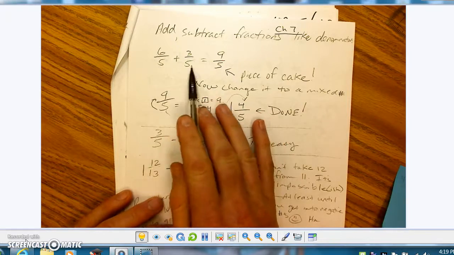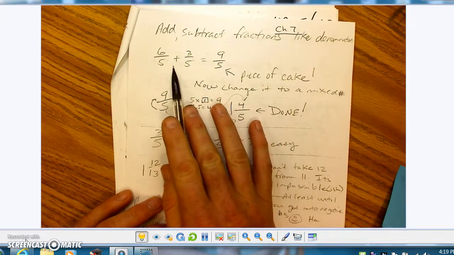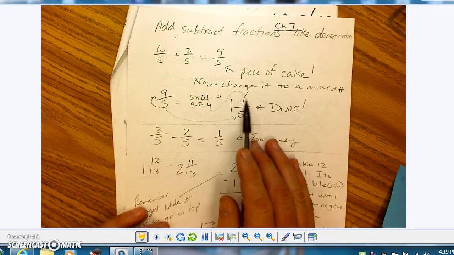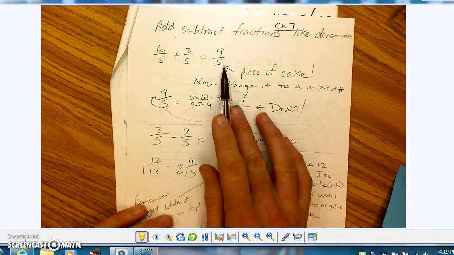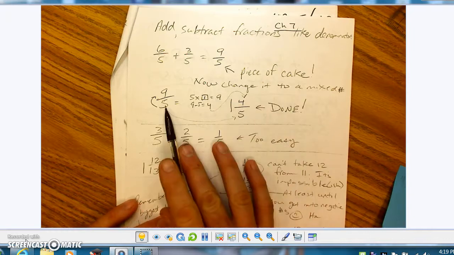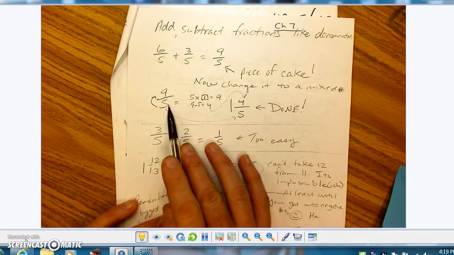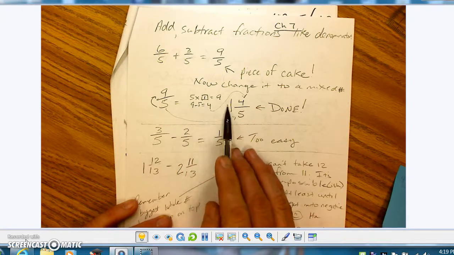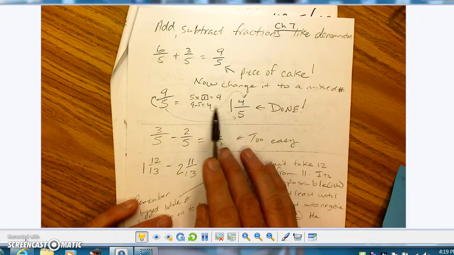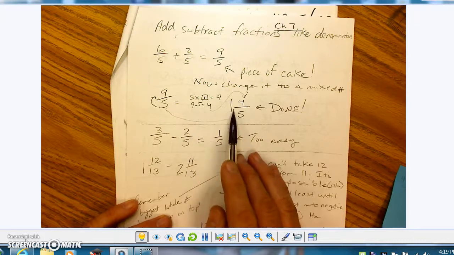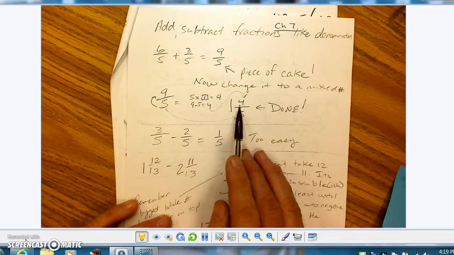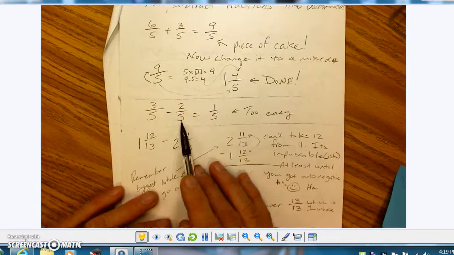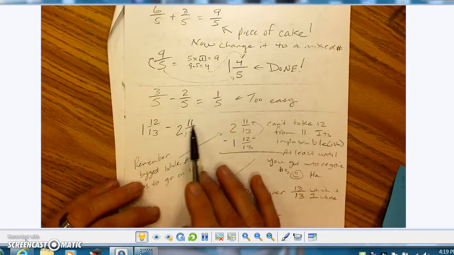Alright, let's add, subtract fractions with like denominators. Piece of cake. If they're like denominators, you just leave them the same. So 6/5 plus 3/5 equals 9/5. Piece of cake. Now, we can't leave it as 9/5, so we got to change it to a mixed number. So you just ask yourself, how many times can 5 go into 9? 5 times 1 is 5. How many more to get up to 9? 4. So that's your numerator. So 1 and 4/5. And that's it. You're done. 3/5 minus 2/5 equals 1/5. Super easy.